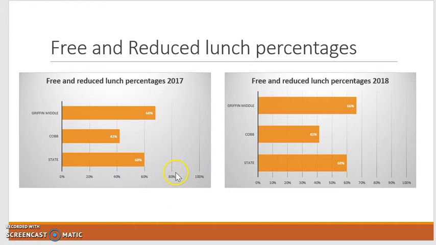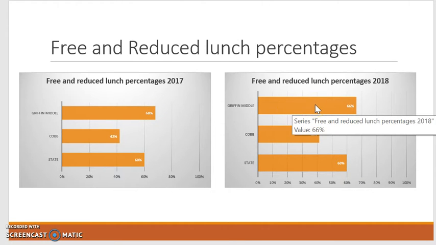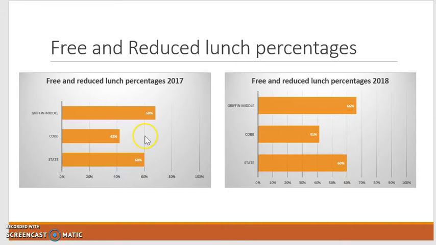For the free and reduced lunch, we have a comparison over 2 years. The graph on the left is for 2017. The graph on the right is 2018. Griffin Middle School has had a decrease in free and reduced lunch, being 68%, dropping to 66%. Cobb County has remained fairly steady with a drop of only 1%, and the state has remained at a solid 60%. So Griffin Middle is actually far above Cobb County numbers and somewhat above the Georgia state numbers when it comes to percent of free and reduced lunch.